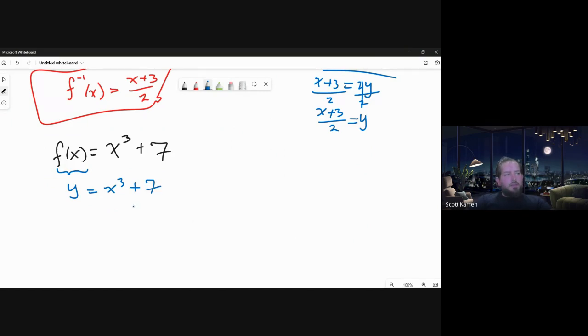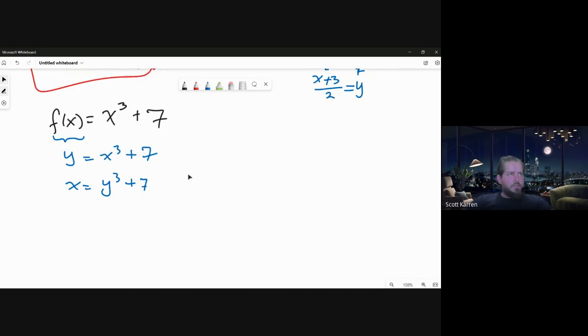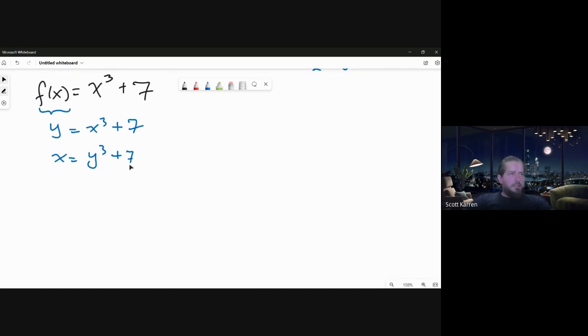And then swap them. So instead of y equals, I'm going to have x equals y to the third plus 7. And then solve for y, right? This third step, solve for y, is typically the one that takes the most energy, the most work. But let's do it. It's not terrible here.